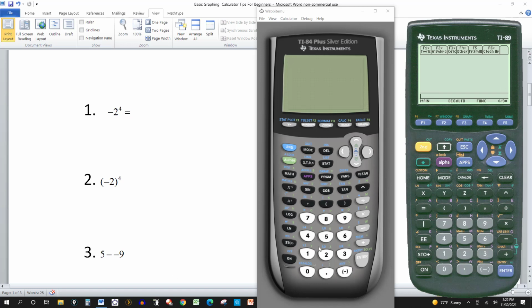Okay, number 3, I want 5 subtract. Now I could have the negative 9 in parentheses, so I'm actually subtracting a negative 9. So hit this sign here in parentheses, negative 9. Hit enter. So that cancels the negative here, makes it a plus 9, and 5 plus 9 is 14. And of course it's going to work the same way over here. 5 subtract, then a negative 9. Hit enter, we get 14.